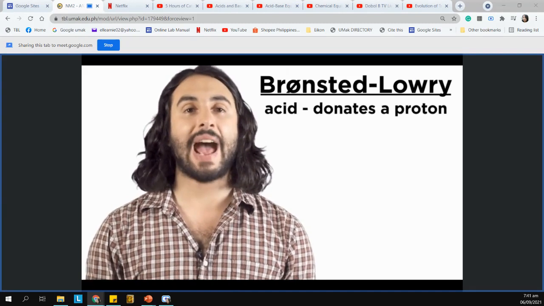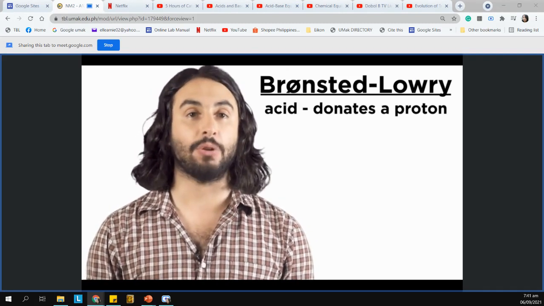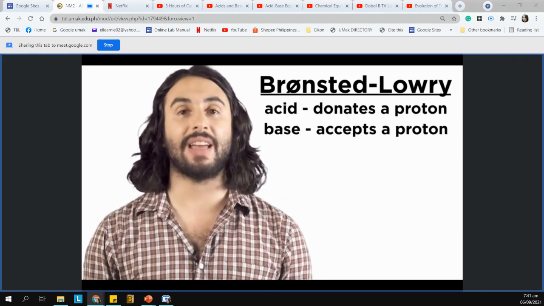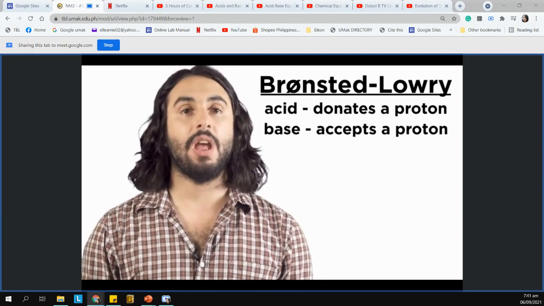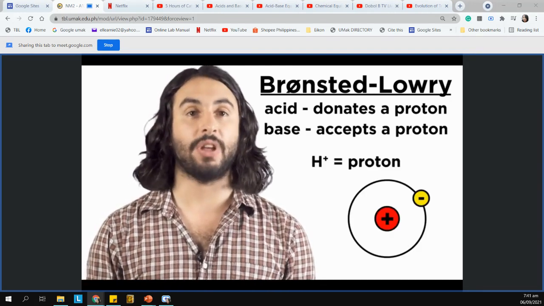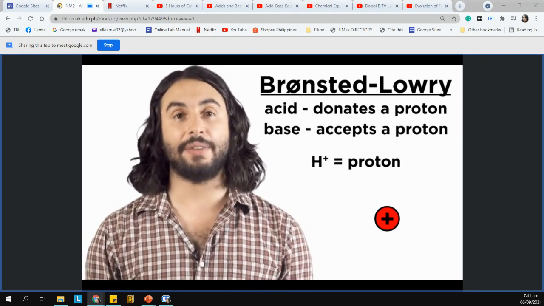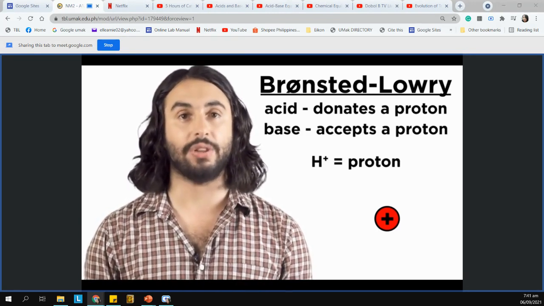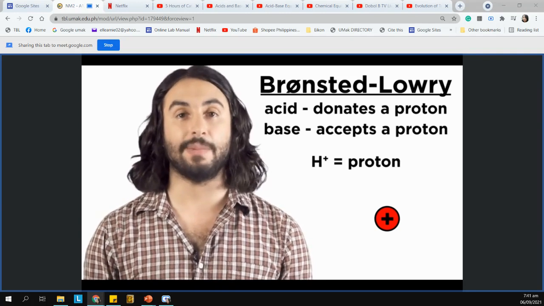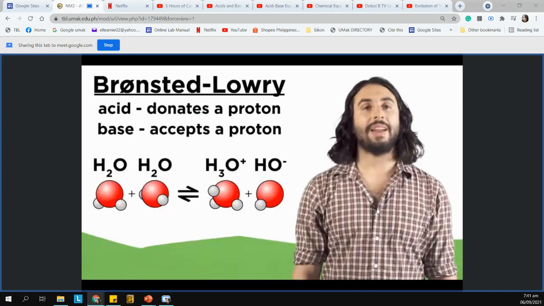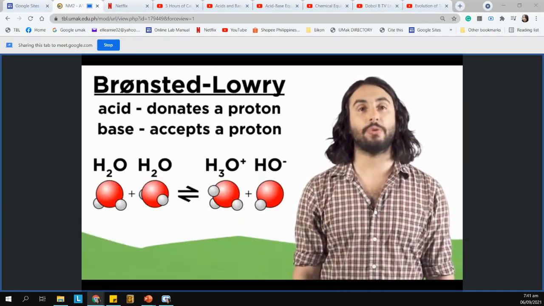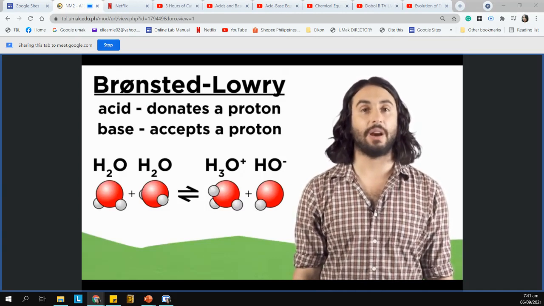According to this model, an acid is something that donates a proton, and a base is something that accepts a proton. An H+ ion is a proton, because if a hydrogen atom loses an electron, all that is left is the proton that comprises the nucleus. Proton transfer is a big part of chemistry. An acid and base will react to form a conjugate acid-base pair.